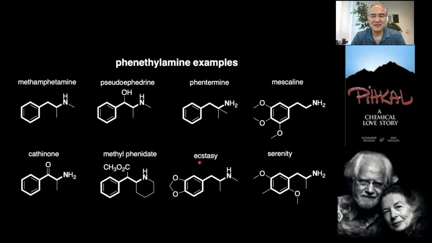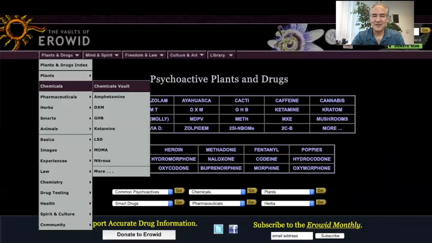Some of these designer drugs have names like ecstasy. Here's one called Serenity that has 2 methoxy groups and a methyl group spaced appropriately on the arene ring. These compounds were popularized by this book by Alexander Shulgin, and you can find the details of these compounds over here on the Erowid website. Skip all this other stuff and cruise over here to the section called Chemicals, into the Chemicals Vault, and then click on any of these compound names. And let's go ahead and explore the chemistry of phenethylamine derivatives.